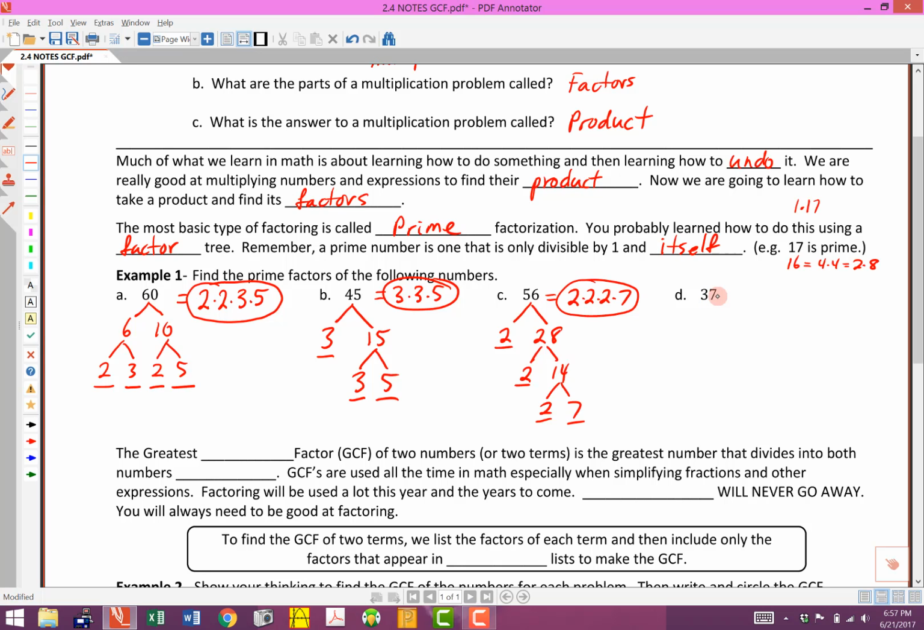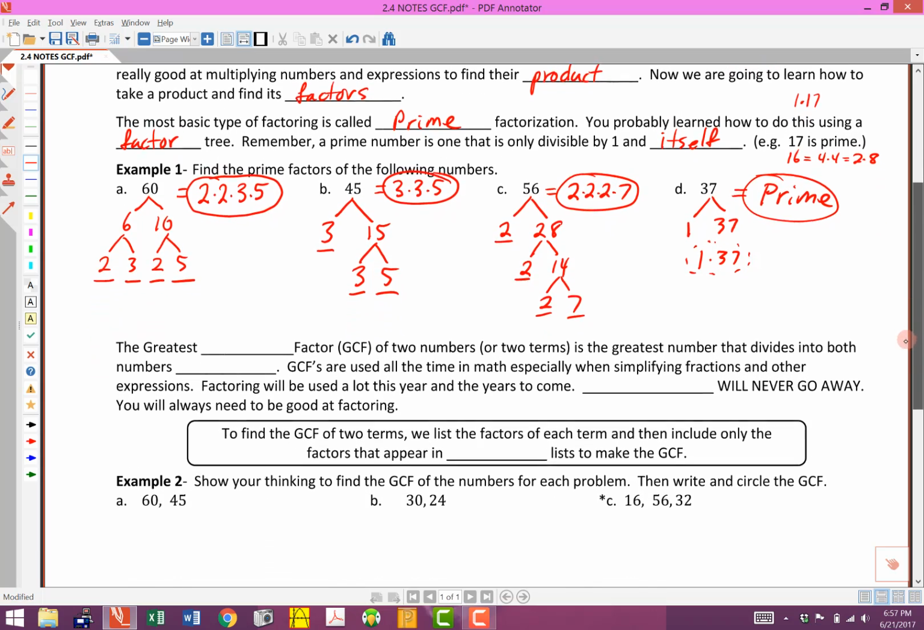5 won't. 7 won't. Well, you can try every number you want. The only number that will go into that is 1. So what that means is 37 is a prime number. It only has those two factors, 1 and 37. So 37 would be prime. If you did have to factor it, the only way to factor that would be just 1 times 37. But usually we just indicate something like that by saying that it's prime.